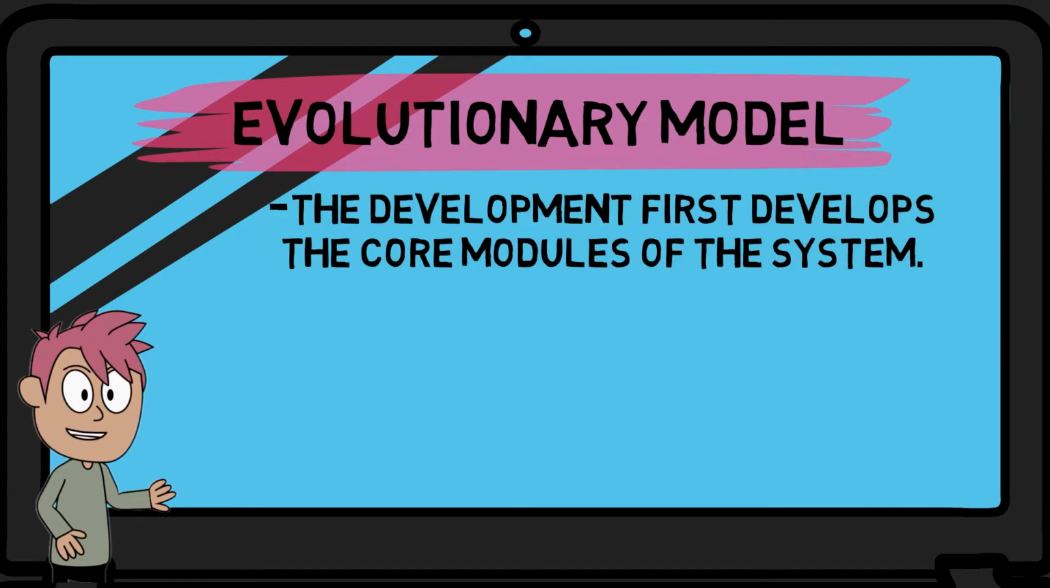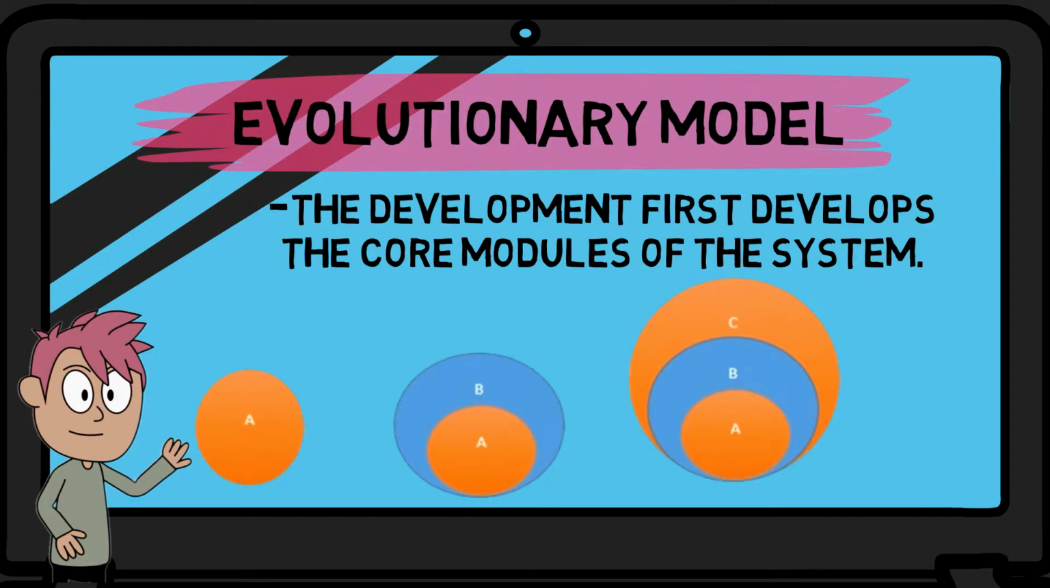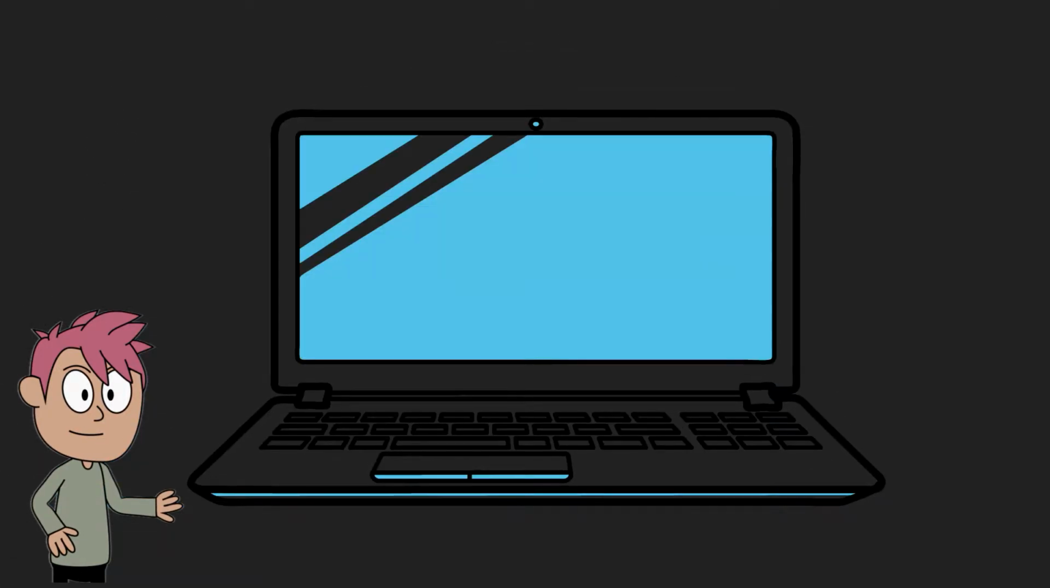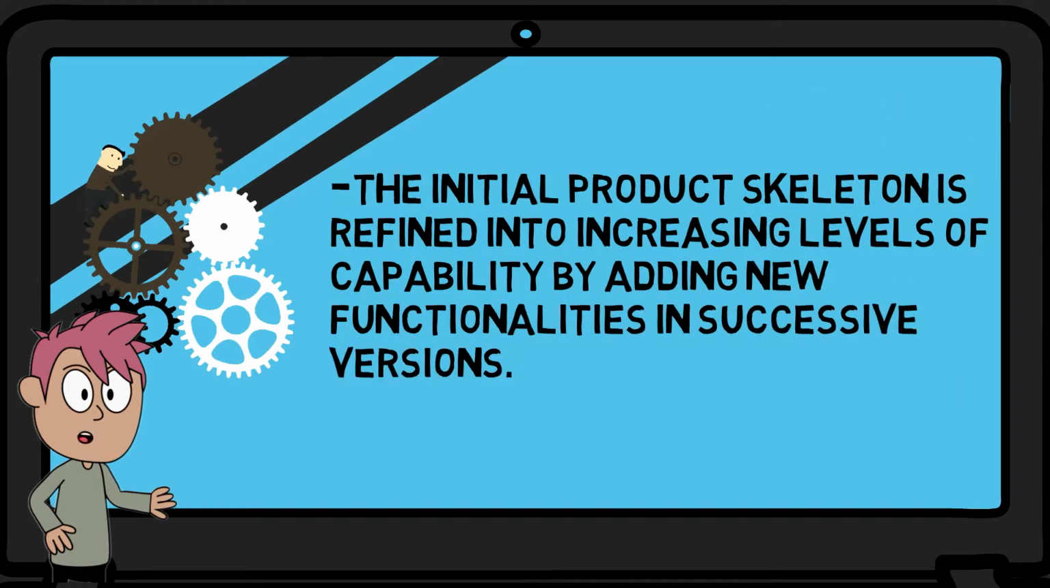The development team first develops the core modules of the system. The core modules are those that do not need services from the other modules. The initial product skeleton is refined into increasing levels of capability by adding new functionalities in successive versions.